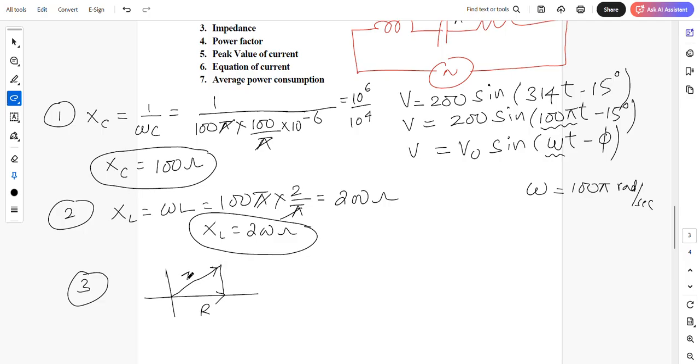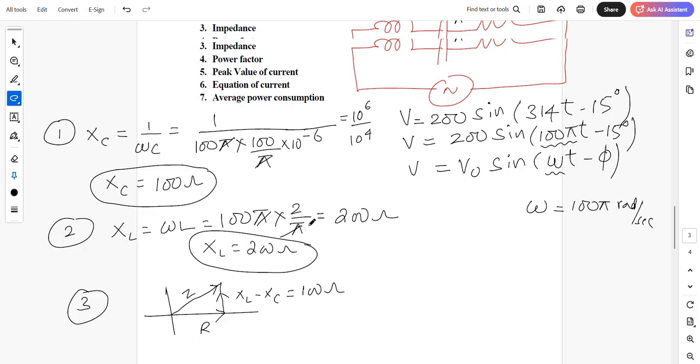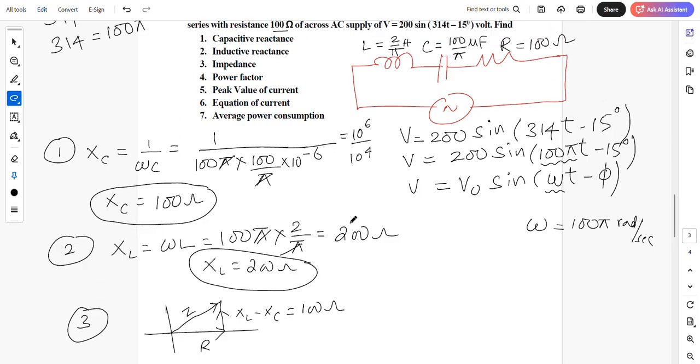This is Z and this is XL minus XC. How much is XL minus XC? 200 minus 100 is 100. How much is R they have given? R they have given is 100. Okay, 100. This is delta phi.